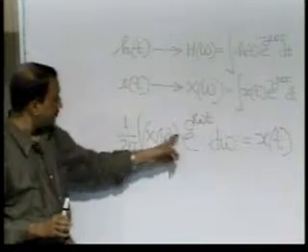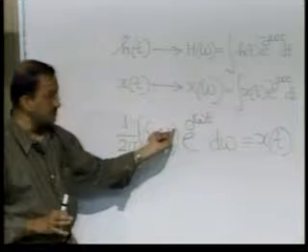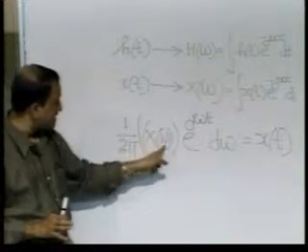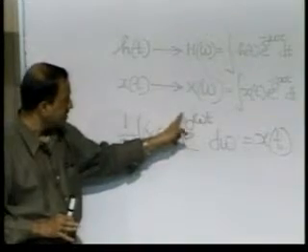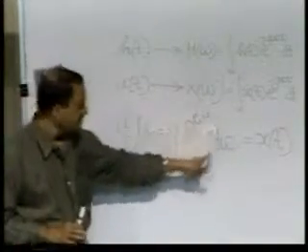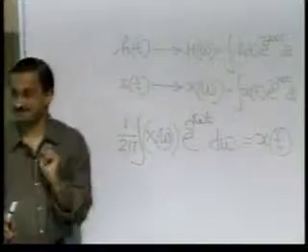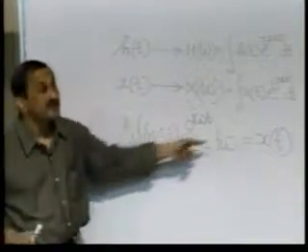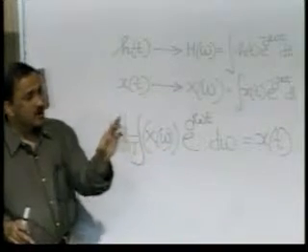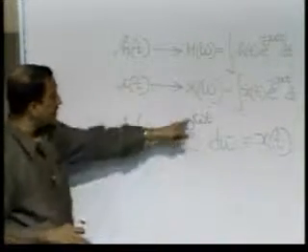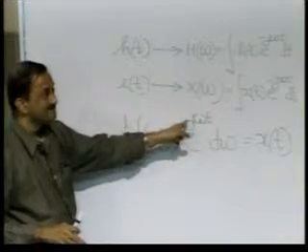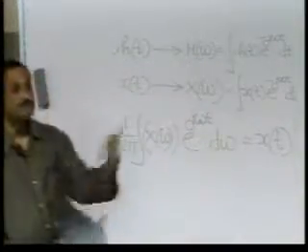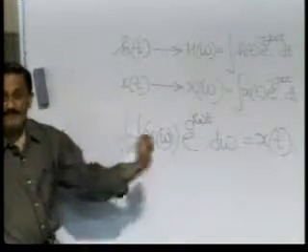See, if you just reverse the roles of omega and t here. So suppose you wrote capital X of t e raised to the power jt omega, dt is equal to x of omega. So I just reverse the roles of t and omega here. The equations would look almost identical, except that you need a minus sign here. So if you write x of minus omega instead of x of omega, you get exactly. In fact, we'll make that statement precise.